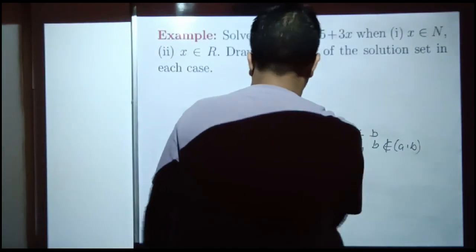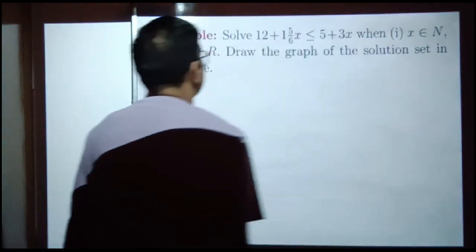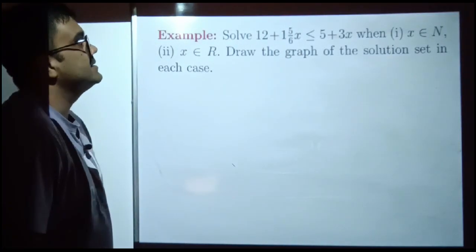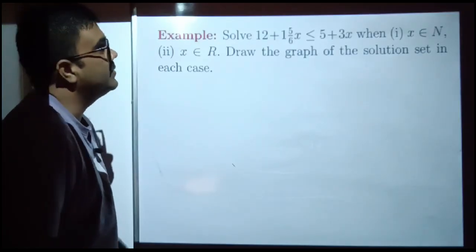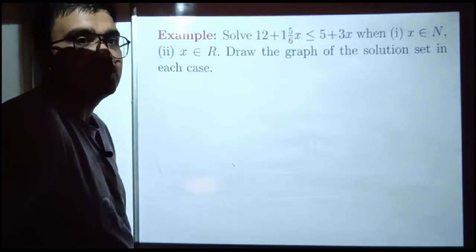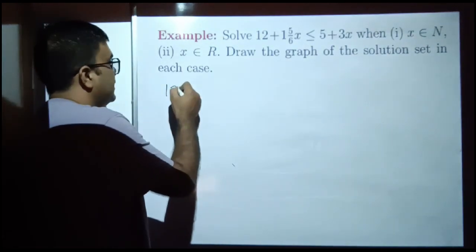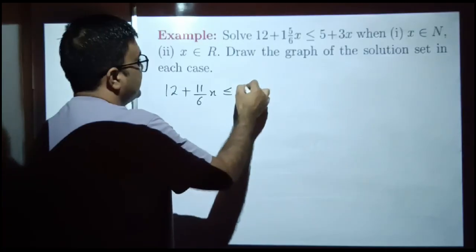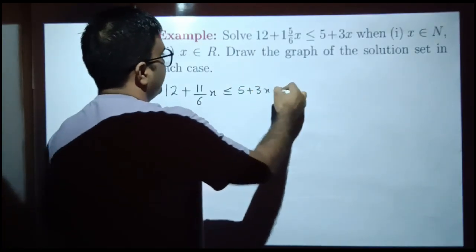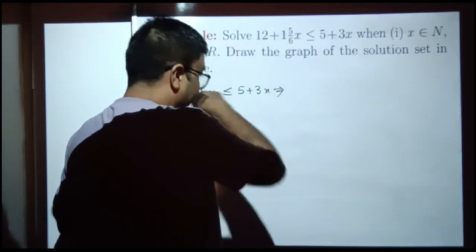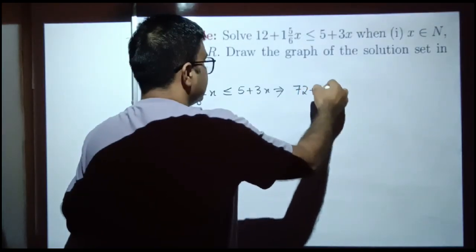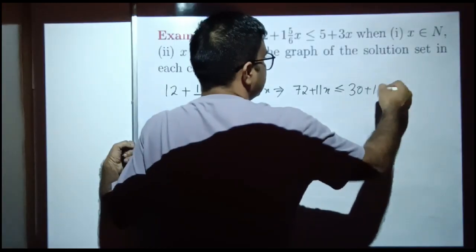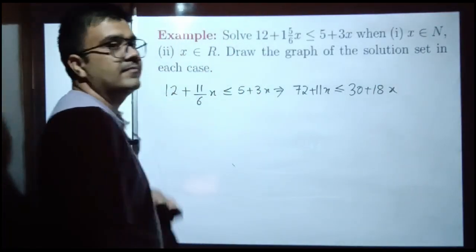Solve 12 plus 11 by 6x is less than equal to 5 plus 3x. So how we are going to solve this? It is 12 plus 11 by 6x is less than equal to 5 plus 3x. This implies that 72 plus 11x is less than equal to 30 plus 18x. We'll get this value.